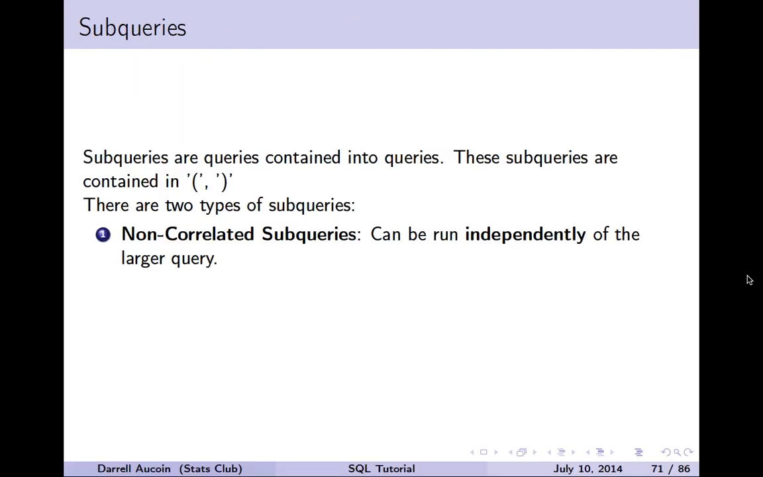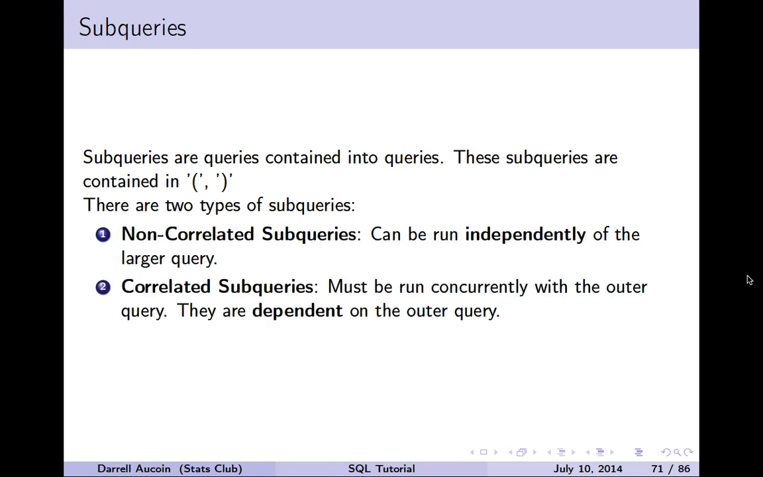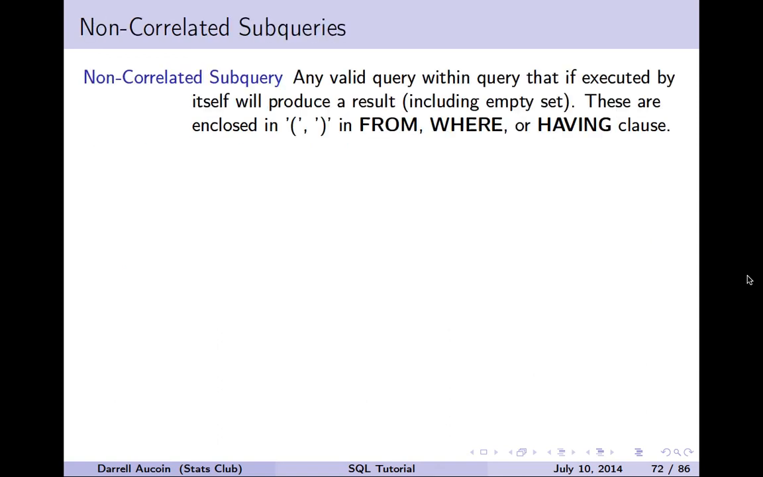Subqueries contain queries within themselves. These are contained in brackets. We can have non-correlated queries, which are independent of the larger query, and correlated queries, which are dependent on and run concurrently with the outer query. The non-correlated query could be in the from, where, or having clause.